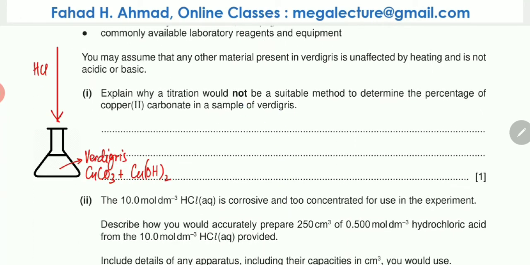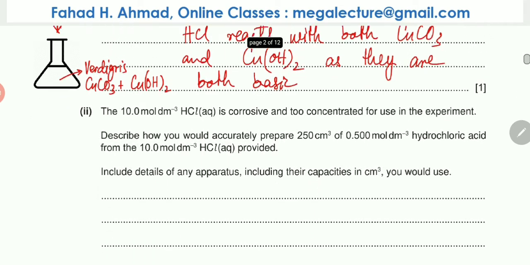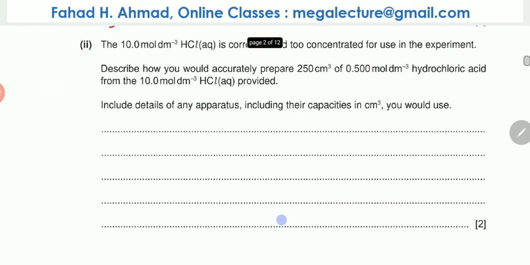So your best option would be to have a reagent that only reacts with copper carbonate and not with copper hydroxide, so you can figure out the amount of copper carbonate in verdigris. So I'm going to write the answer now. HCl reacts with both copper carbonate and copper hydroxide as they are both basic. It's a 1 mark question, so not a lot of detail is required. No further explanation should be required for that question.